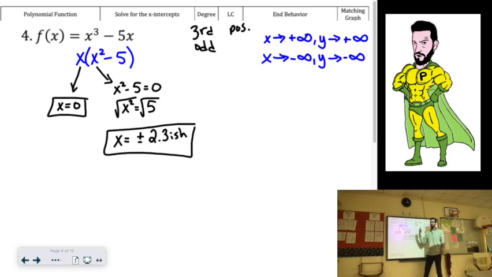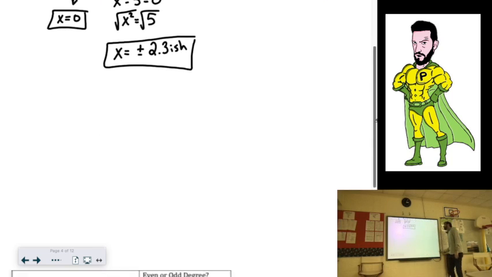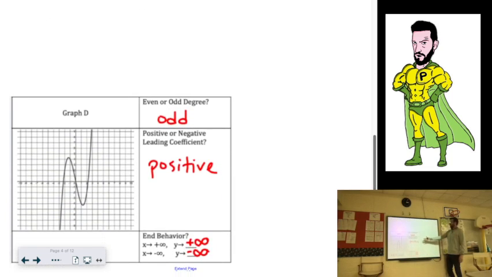It's odd with a positive lead coefficient. So it's going to look like this, but it has to cross at those 3 places: negative 2.3, 0, and positive 2.3. Now if we look at our graphs, that matches up with graph D. Oh my gosh, there's about negative 2.3-ish, there's 0, there's positive 2.3-ish. That was fun. That was fun, and you know it. Don't say it wasn't.